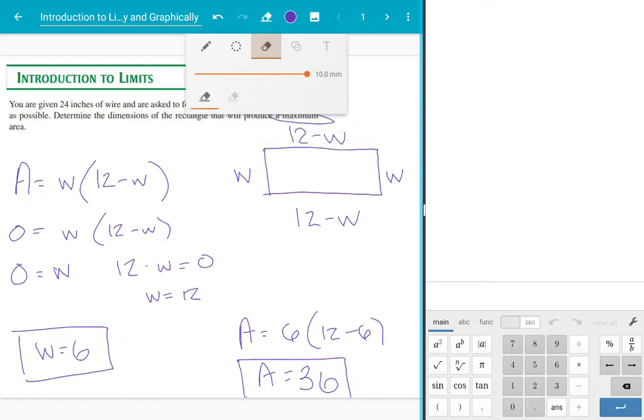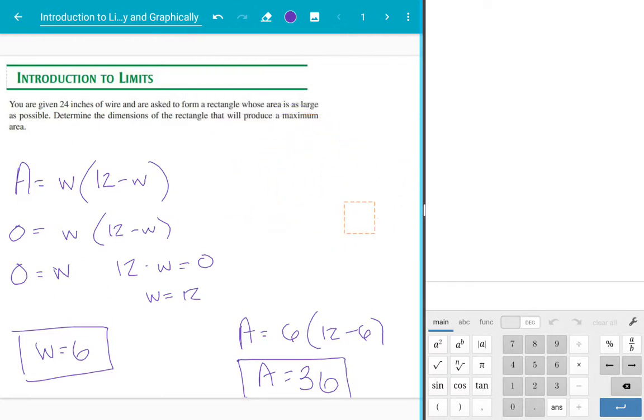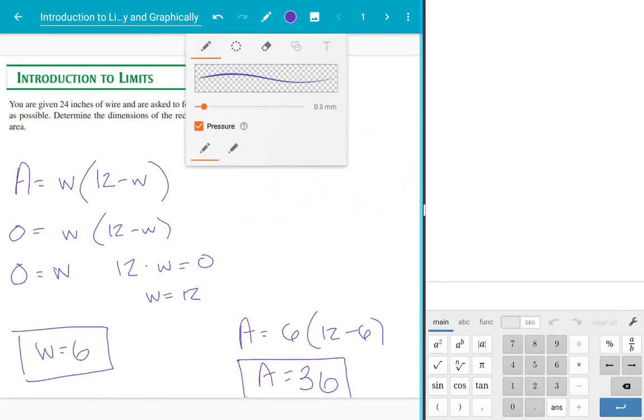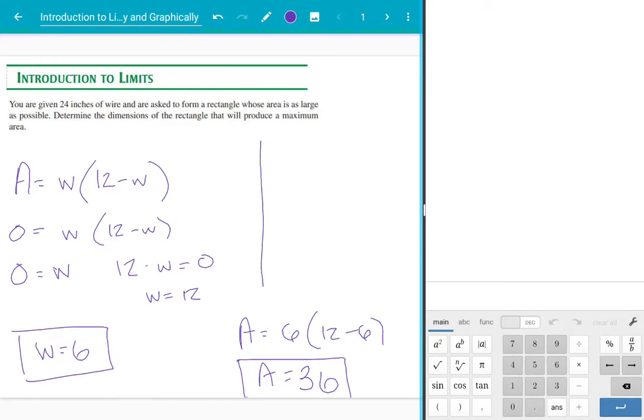So I want to quickly show you guys what this graph would look like, right? It's going to be a quick rough sketch. So I know that this is 12. We're going to make a 6 marker here. This is 0. We're going to go up to 36. So there's the vertex of my graph, and it's parabolic. Right? So what I want you guys to understand here is the behavior of a function as you're approaching a value on that function, right?